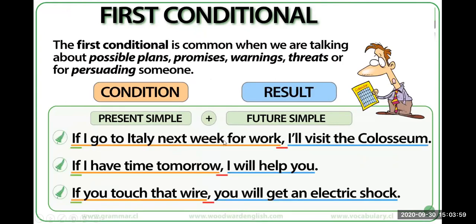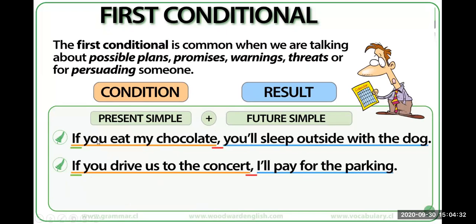If I go to Italy next week for work, I will visit the Coliseum. Okay, so this is a possible plan in the future. If I have time tomorrow, I will help you. This is a promise, right? If you touch the wire, you will get an electric shock. Okay, so this is a warning, okay? Una advertencia.